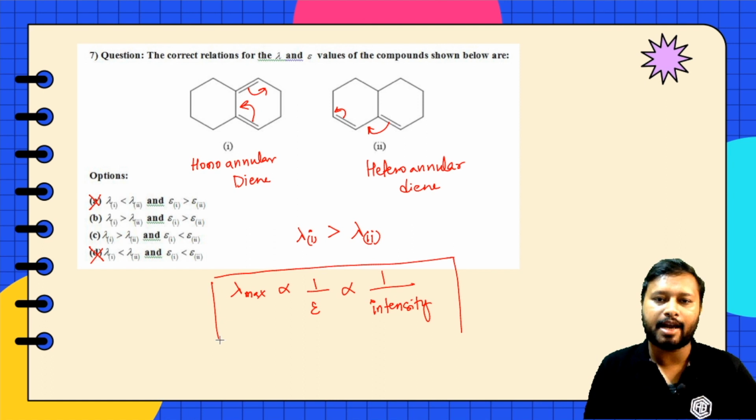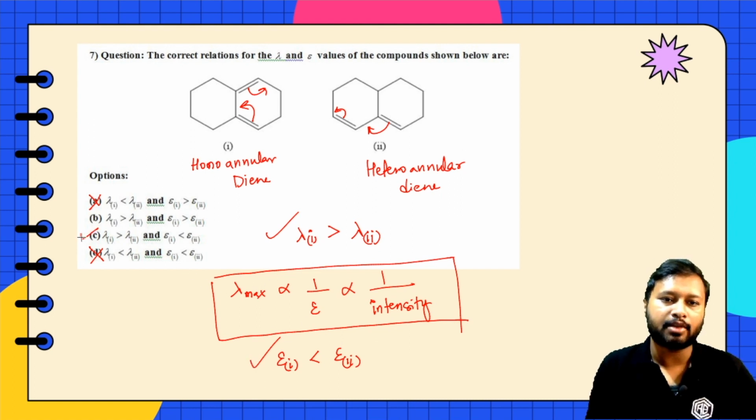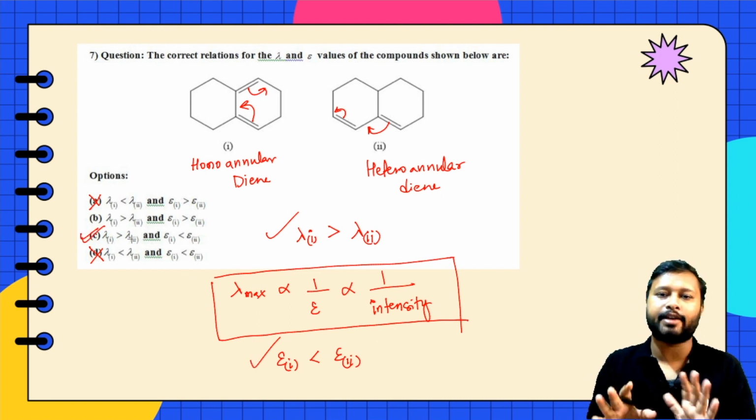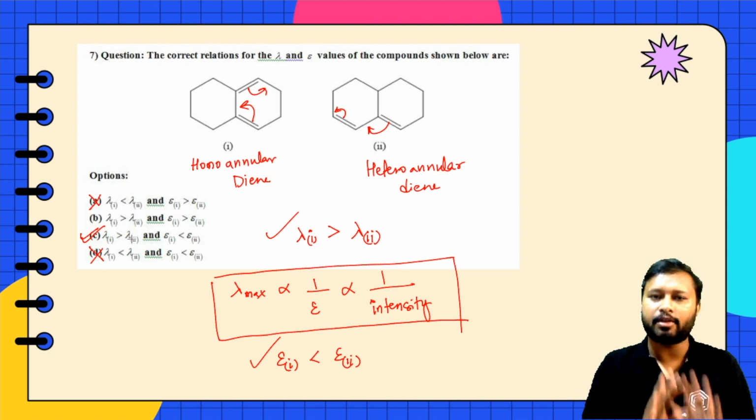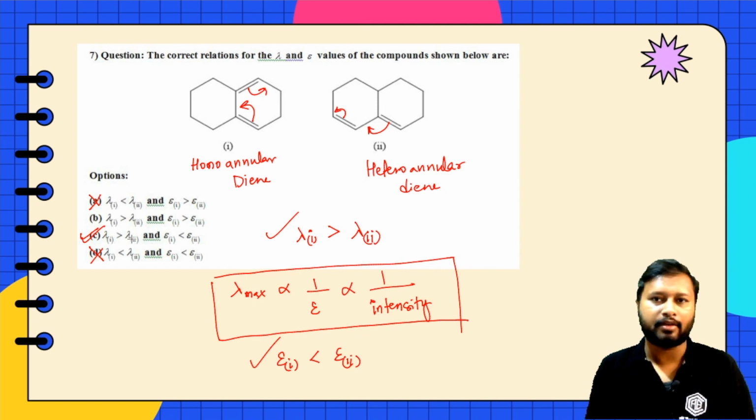Now considering that relationship, if lambda 1 is greater than lambda 2, and since epsilon is inversely proportional to that, I can simply say that epsilon for the first is going to be smaller than epsilon for the second. Both of these terms are given correctly in option C, so option C becomes the correct choice for this question. It was simple, but this type of question has not been asked in CSIR NET. That's why I have given it here. Let's take another question.